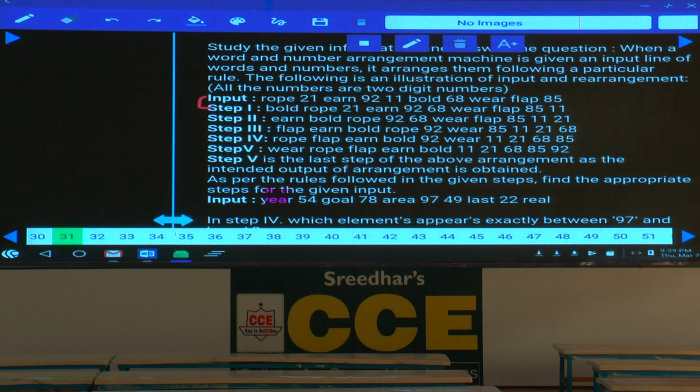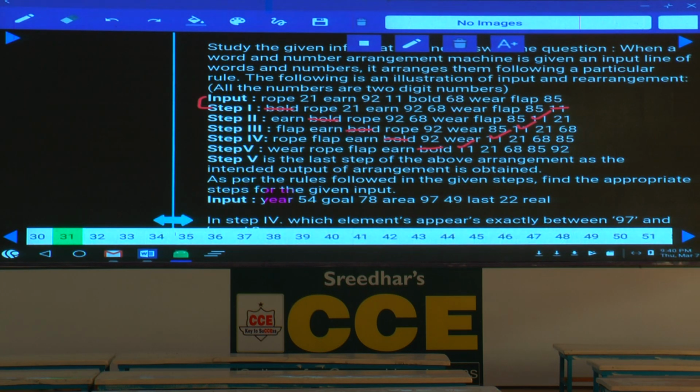And in order to find out the pattern, we should always compare the input with step 1. Then, tell me what is the first change in this one. Bowl is coming to the first place and the number 11 arranged at the last place, least word at the first place and least number at the last place. Further, this bowl is shifted to the second place in step 2, shifted to the third place in step 3, shifted to the fourth place in step 4, finally shifted to the fifth place in step 5. And similarly, this number 11 shifted to the 9th place in step 2, 8th place in step 3, 7th place in step 4, and finally 6th place in step 5.